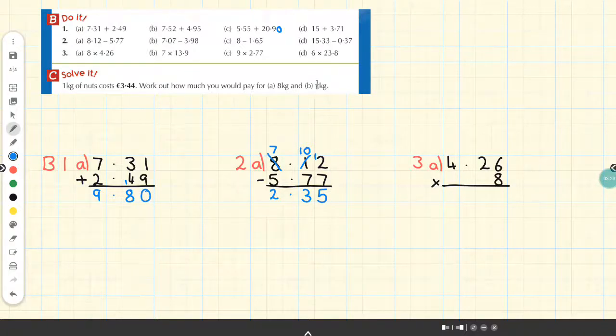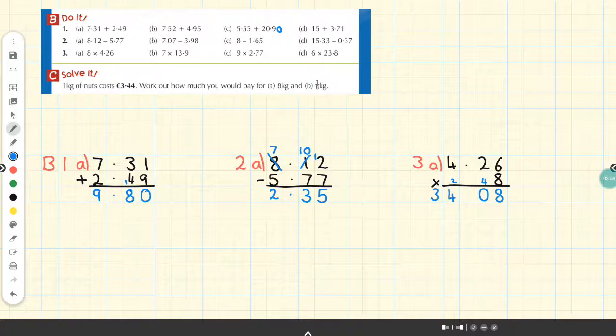and we have 6 multiplied by 8 equals 48. We put down our 8, and we take over our 4. 8 multiplied by 2 equals 16, plus 4 is 20. 0 over 2. 8 multiplied by 4 equals 32, plus 2 equals 34.